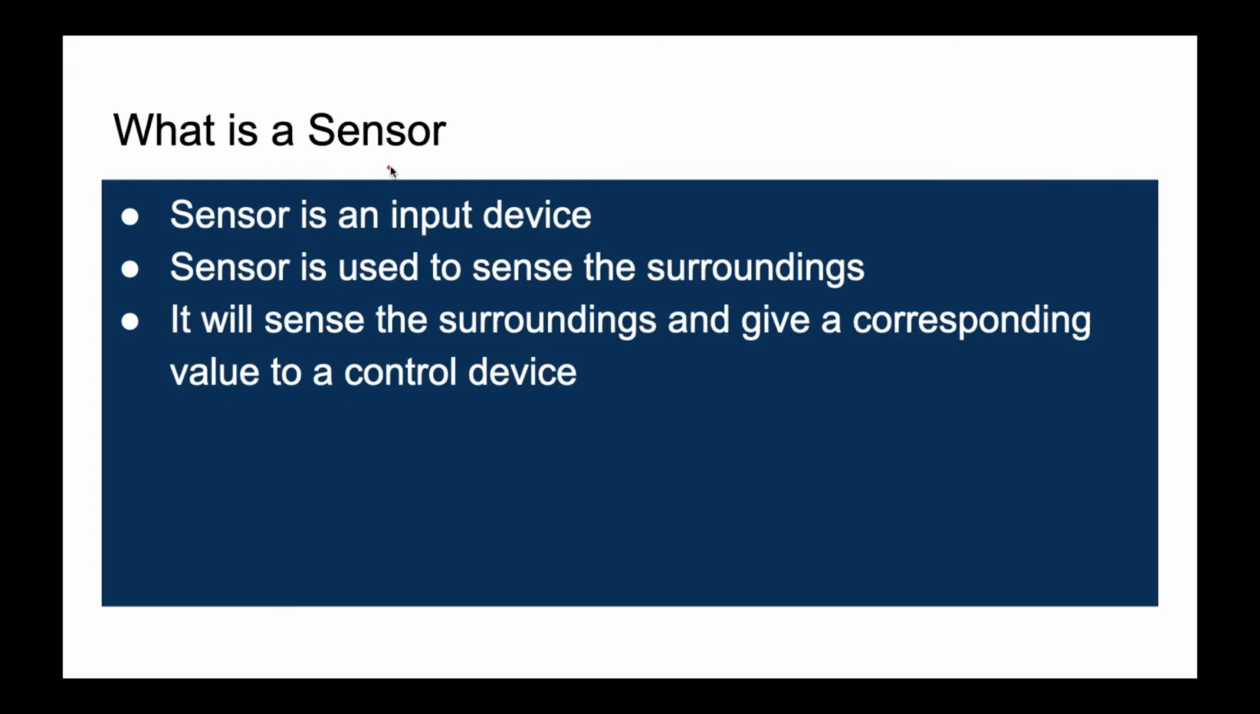In my previous videos itself, I have explained this thing. A sensor is nothing but an input device. For example, in the previous project that we discussed, the automatic street light, the sensor was a light sensor. A sensor is used for sensing the surroundings. In the automatic street light, it was used to sense the light in our surroundings. It senses the surroundings and gives a corresponding value to the control device.